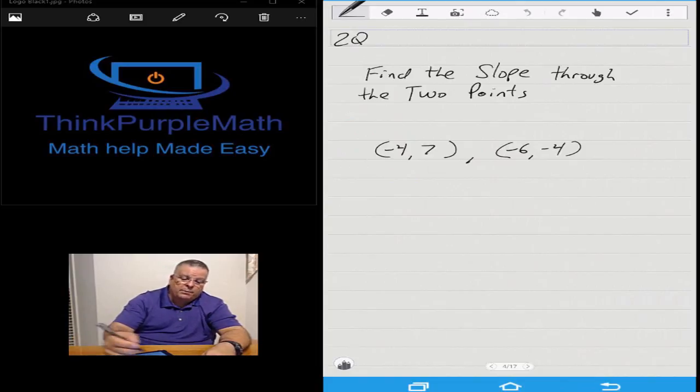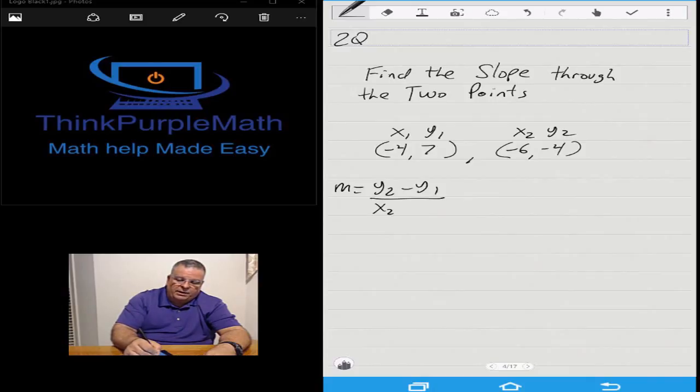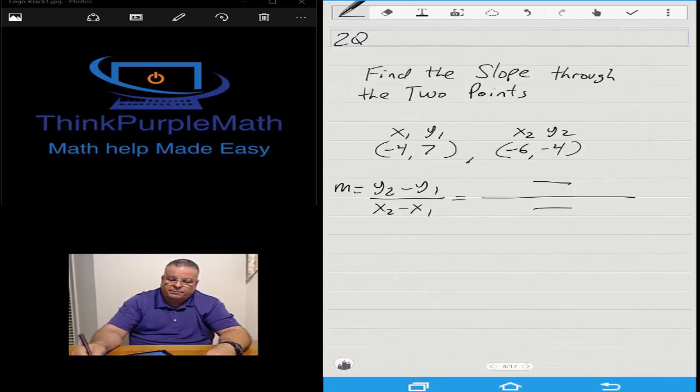Alright, find the slope through these 2 points. Okay, we're going to speed up the process. We're going to stay in the same color here and not change. x1, y1, x2, y2. I'm going to write the slope formula next to it until we get it memorized. Set up my template. I'm good to go.